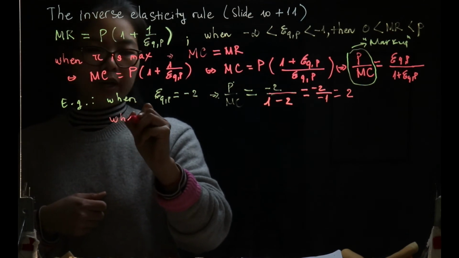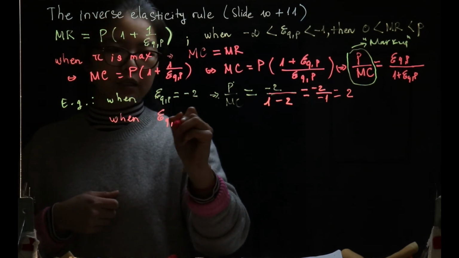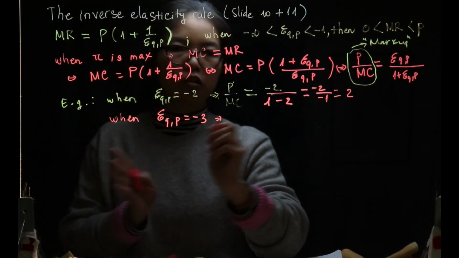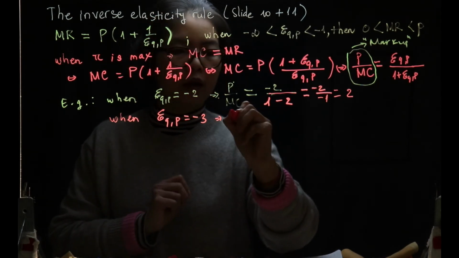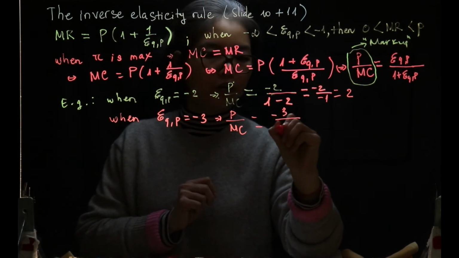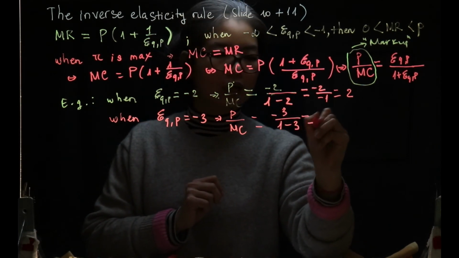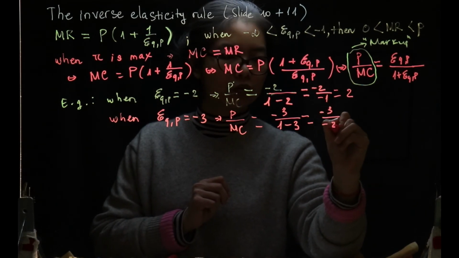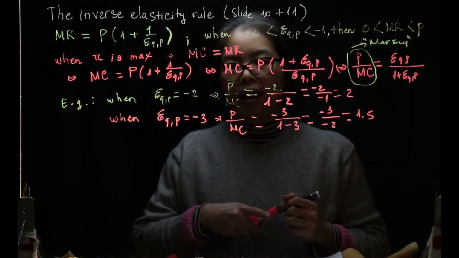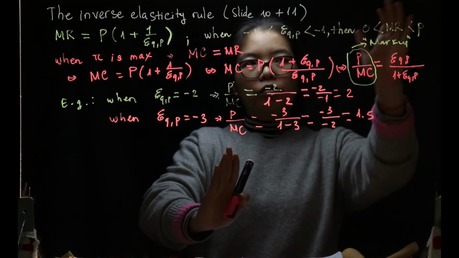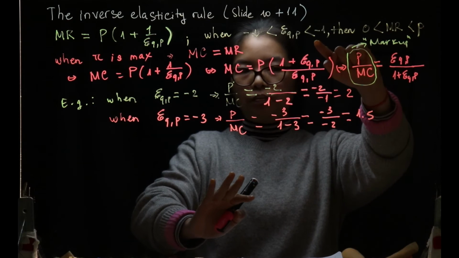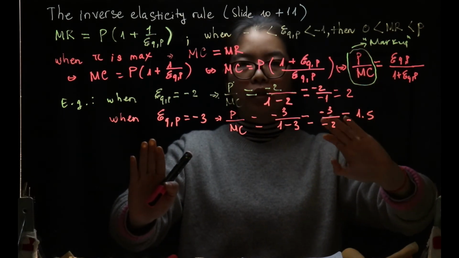Now, when elasticity is -3, for example, getting even further, more elastic, then you have the markup equals -3 over (1 minus 3), right? Equals -3 over -2, which is 1.5. So the further you go to the negative side from this benchmark of -1, your markup will decrease.